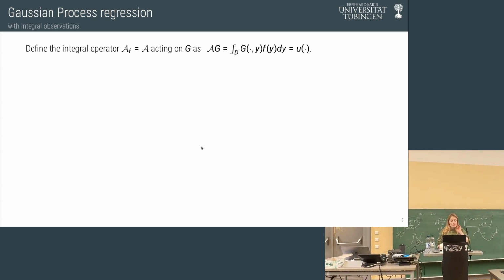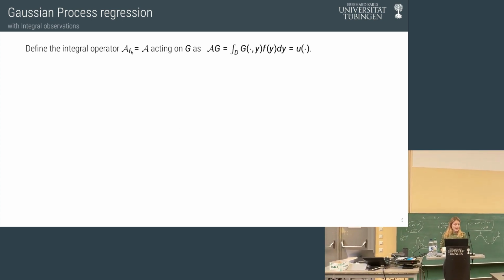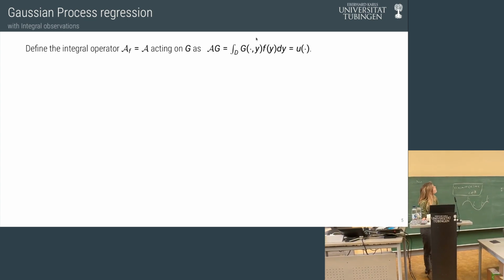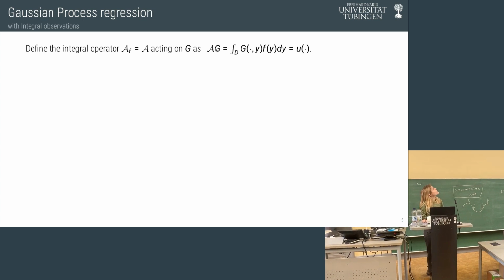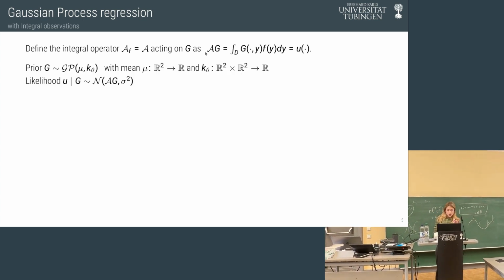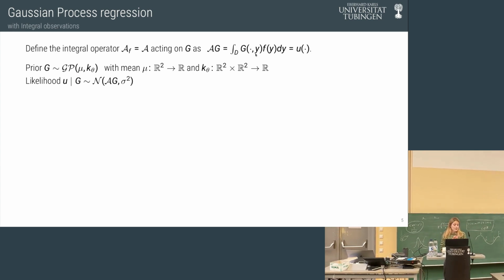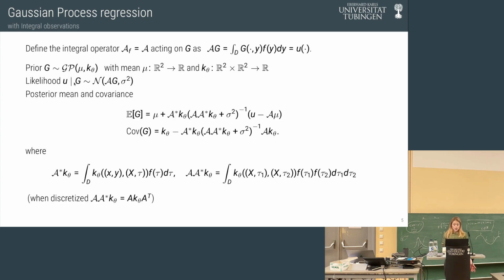In which sense? If we define the linear operator A_f, so for every f, we have the operator that acts on G in this way, which gives my observations u_i, that are the integrals of G over f. So I put a prior on G, I choose a kernel and a mean function, and then a likelihood, and I can compute the posterior mean and covariance analytically through these formulas, where these objects, of course, are then discretized.